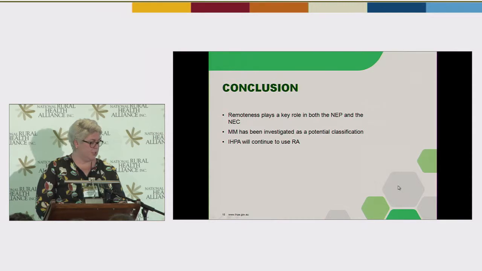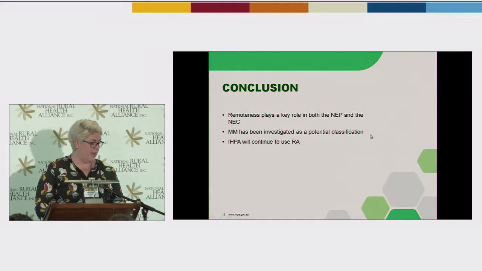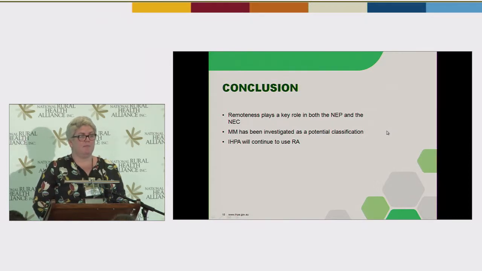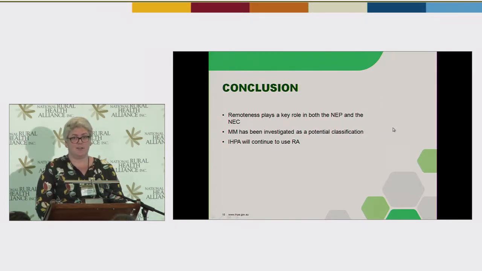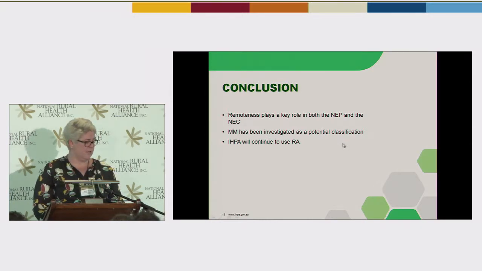So in conclusion, remoteness plays a key role in both the national efficient price and the national efficient cost released by IHPA every year. We have investigated Modified Monash. It's something that jurisdictions definitely have at the front of their mind, and I dare say will be suggested in the future again. But for the moment, IHPA will continue to use RA for the allocation of funding.